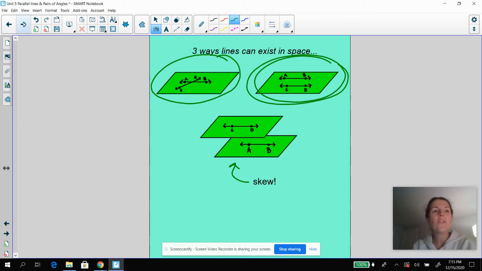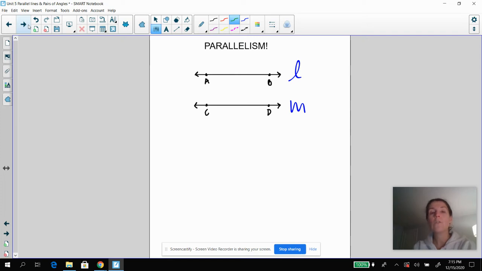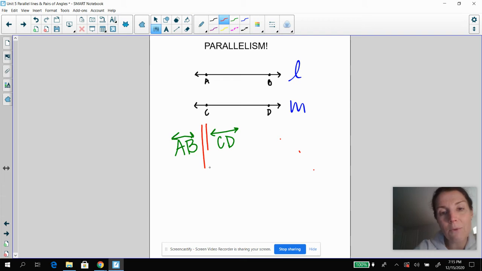Good. All right. So let's talk more about parallelism. I've got these two lines right here, line AB and line CD. I know that these two lines are parallel to each other, which means that they never intersect. Remember how we've talked about the way we say that two things are congruent, with the little congruency sign, or similar, with the little similarity sign. So we have a new sign for parallelism. If I know that AB and CD never intersect, I can write that.